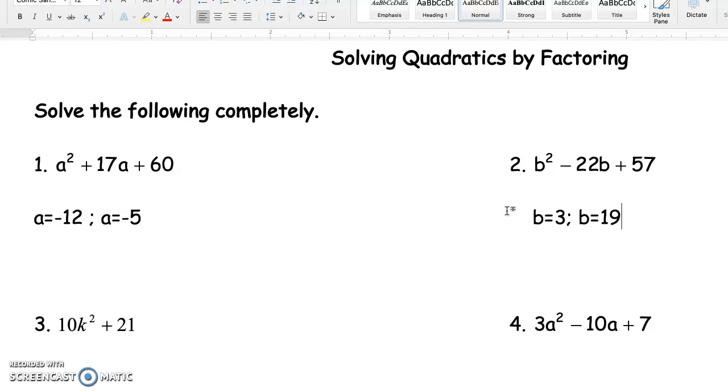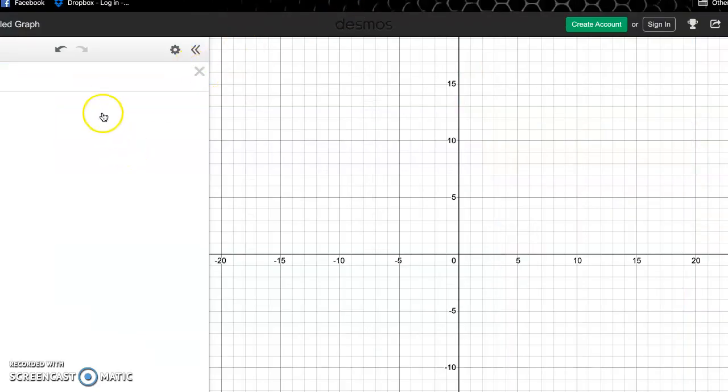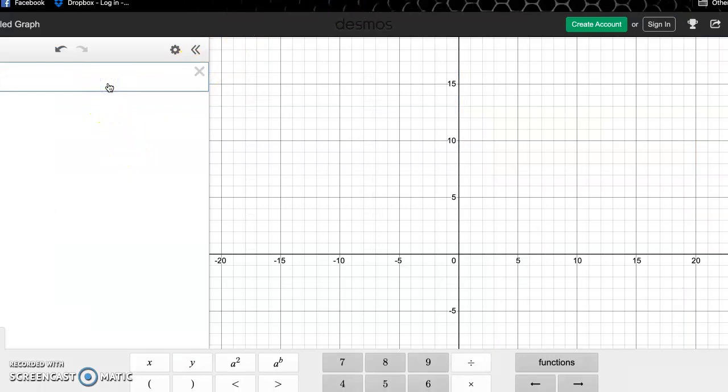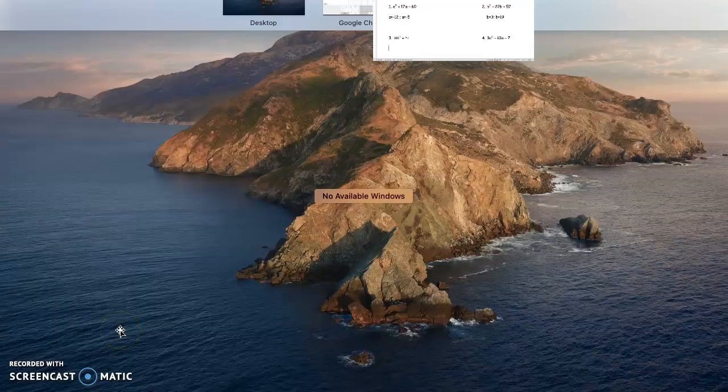Any questions, concerns, comments? Good. Let's move on to the next one. I have 10k squared plus 21. So therefore, I'm going to go ahead and erase the last problem. And remember to put in y equals, and just to remind myself what the problem is, it's 10k squared plus 21.